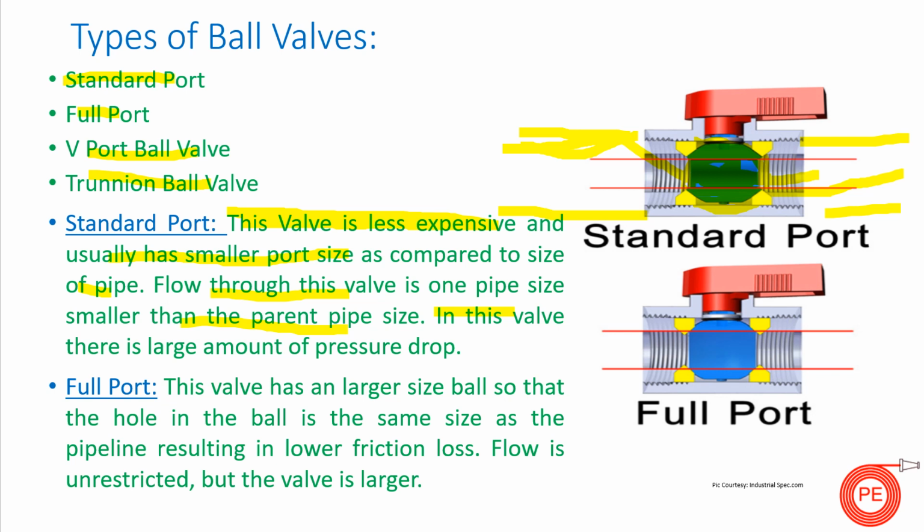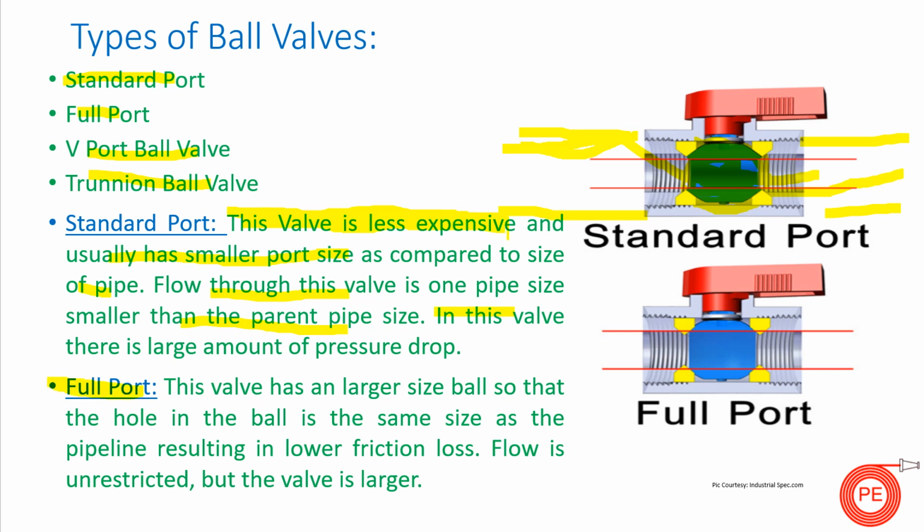So this standard port is used where we do not have any problem, and the pressure loss doesn't affect our system. And one more thing is, these valves are less expensive, and they are generally used in non-critical services or in non-critical operations. So the next part is full port. So what is the difference between standard port and full port?